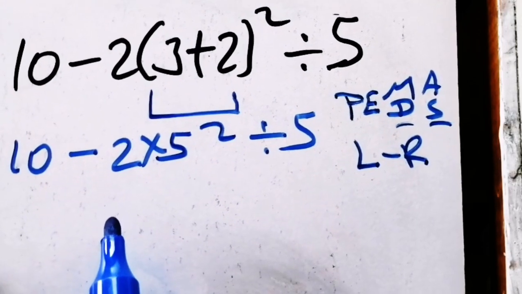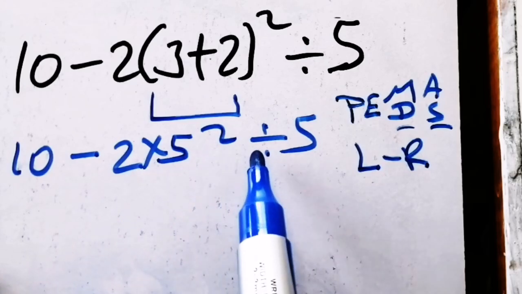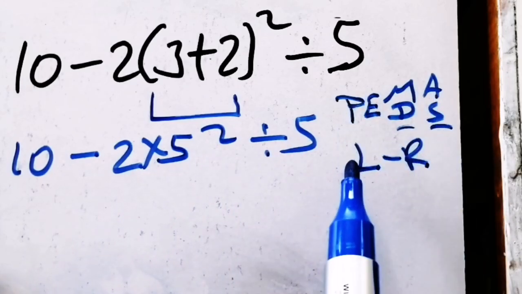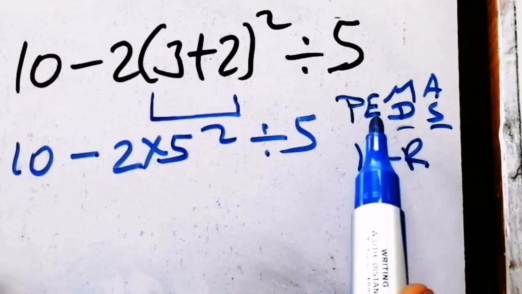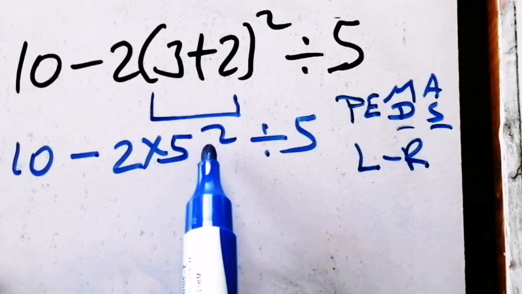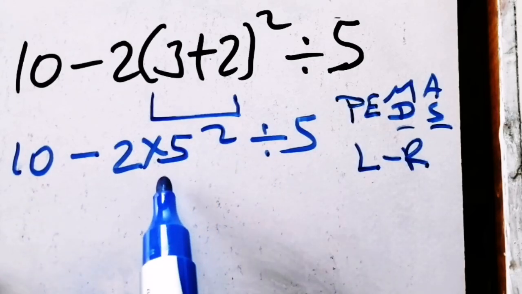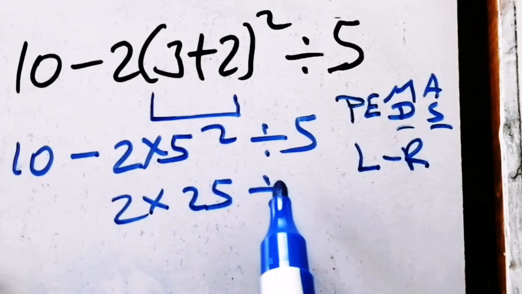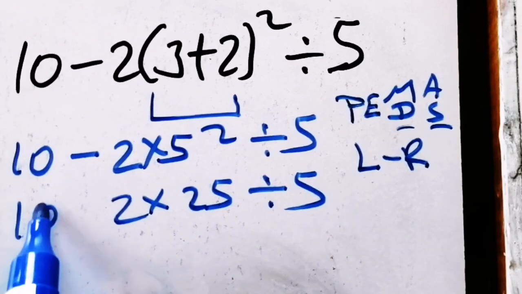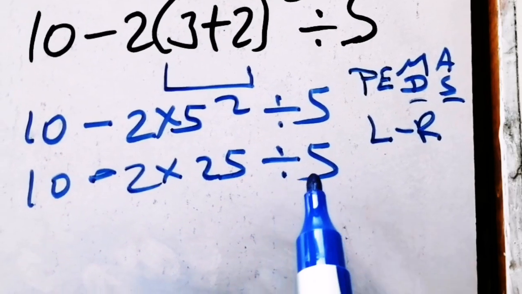In this expression, there is subtraction, multiplication, exponent and division. According to PEMDAS, first we have to do this exponent, okay? Then here 5 square, which is 25. Therefore, 10 minus 2 times 25 divided by 5.